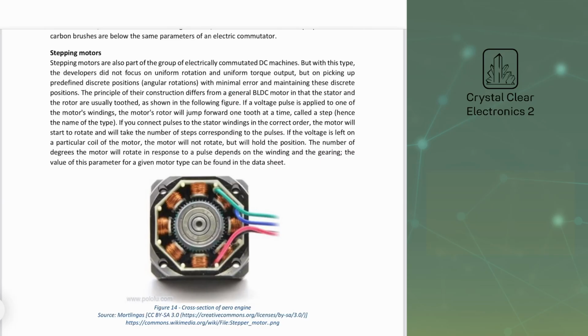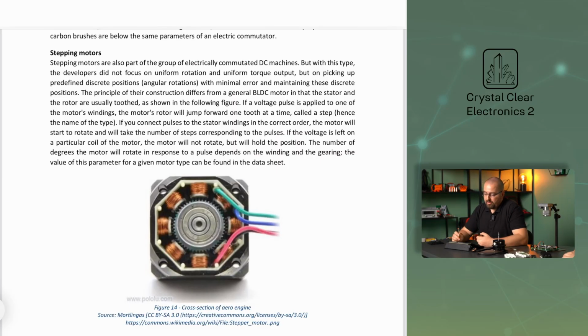Stepper motors are also part of the group of electrically commutated DC machines, but with this type, the developers did not focus on uniform rotation and uniform torque output, but on picking up predefined discrete positions, angular rotations, with minimal error and maintaining these discrete positions. The principle of their construction differs from a general BLDC motor in that the stator and the rotor are usually toothed, as shown in the figure.